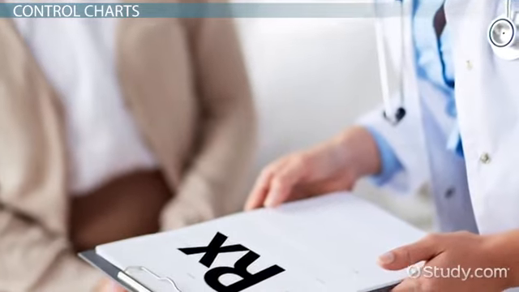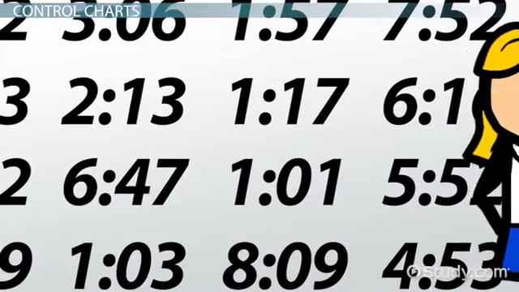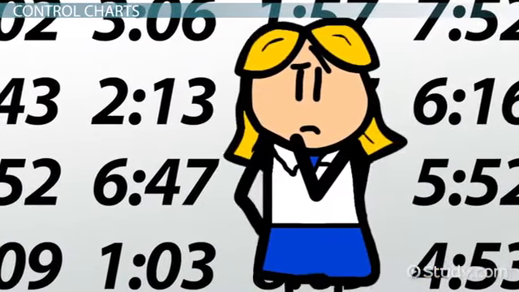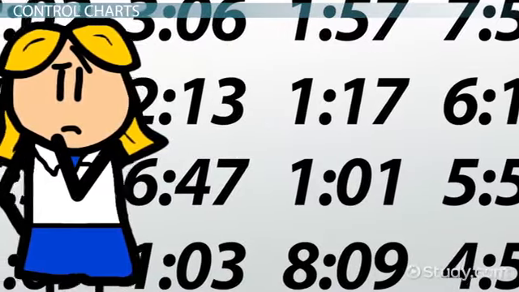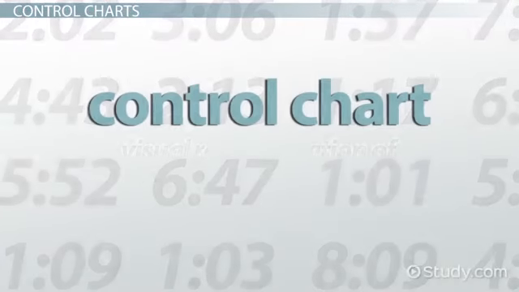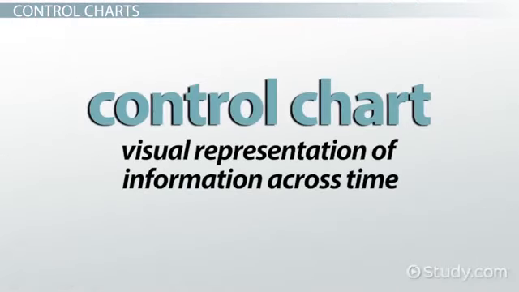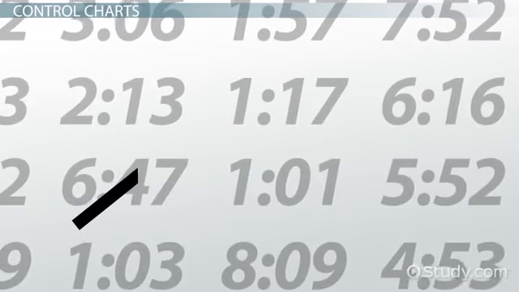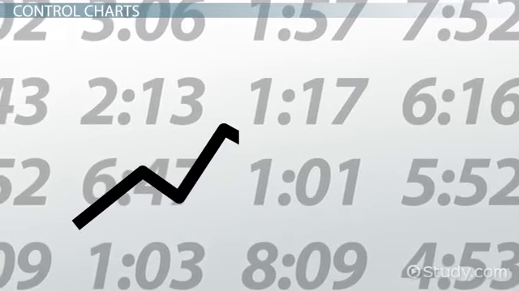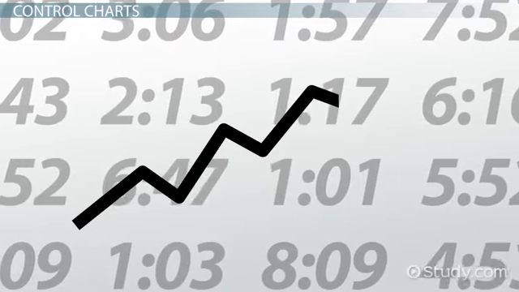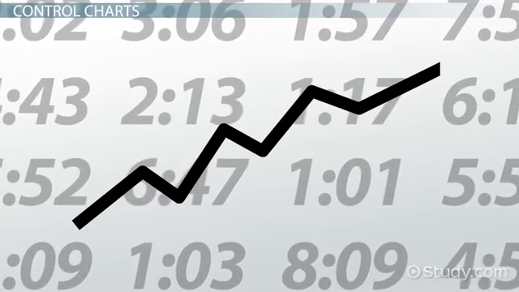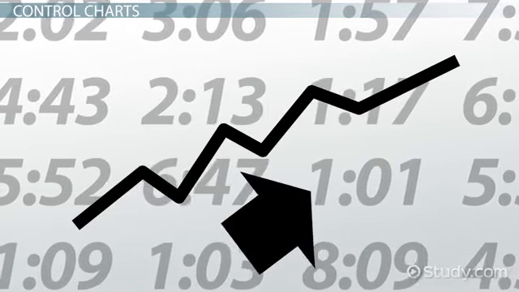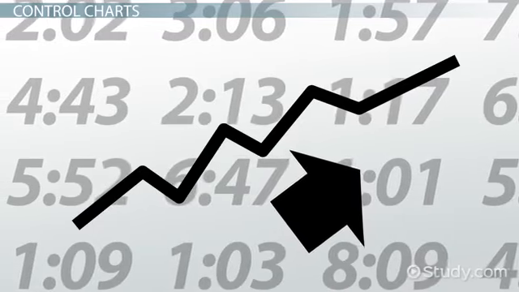But how can she look at that data? Seeing the numbers on a spreadsheet doesn't really give her a good idea of what's going on. It just makes her head swim. A control chart is a visual representation of information across time. For example, Roma could make a chart with the data showing the average wait time in minutes to see a doctor in the ER over a 1-month period. The chart could show her if that number is going up, down, or staying the same over time.